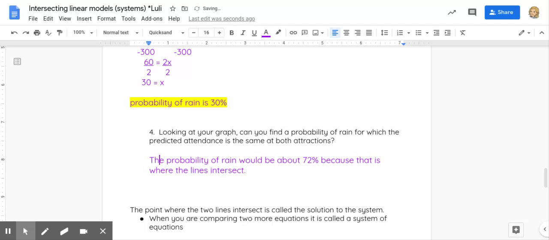All right. So all they wanted to know is the probability of rain. In the next question, we're going to see the visitors. So we can see actually both parts of it.